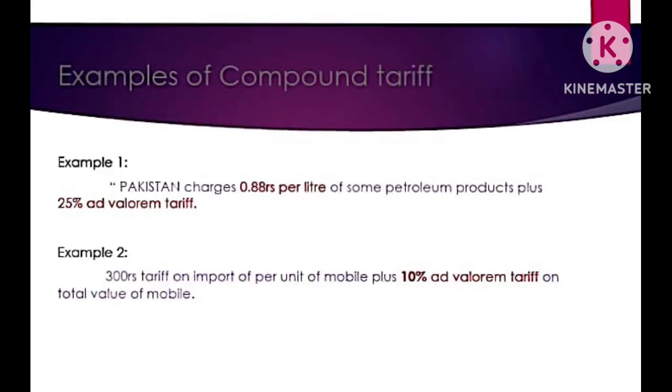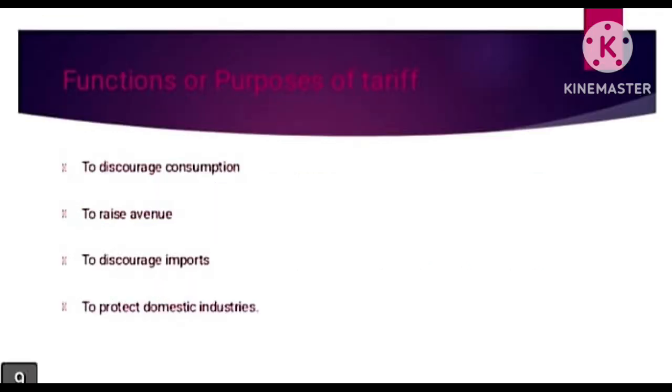Compound tariff is considered as one of the most effective kinds of tariff. You can see through the examples. For example, Pakistan charged 0.88 rupees per liter of some petroleum products plus 25% of ad valorem tariff, and 300 rupees tariff on import of per unit mobile plus 10% ad valorem tariff on total value of mobile.